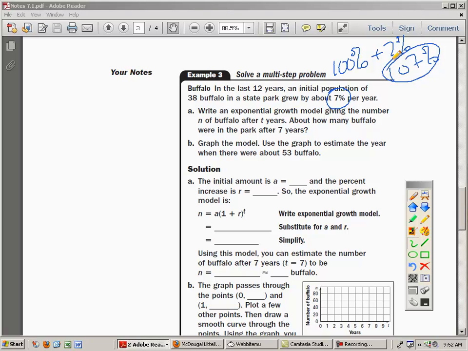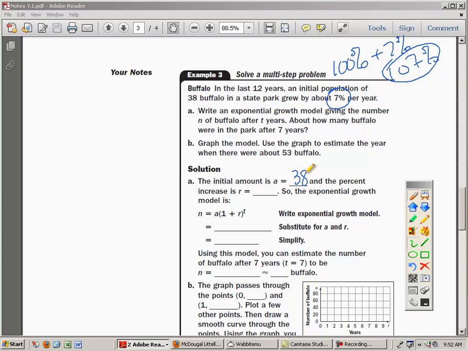All right? So it says, first write an exponential growth model giving the number of buffalo after t years, then about how many buffalo are in the park after 7 years. We'll get to that in just a second, and then we're going to use our graph to estimate when the buffalo were about 53. All right, the initial amount here was 38.